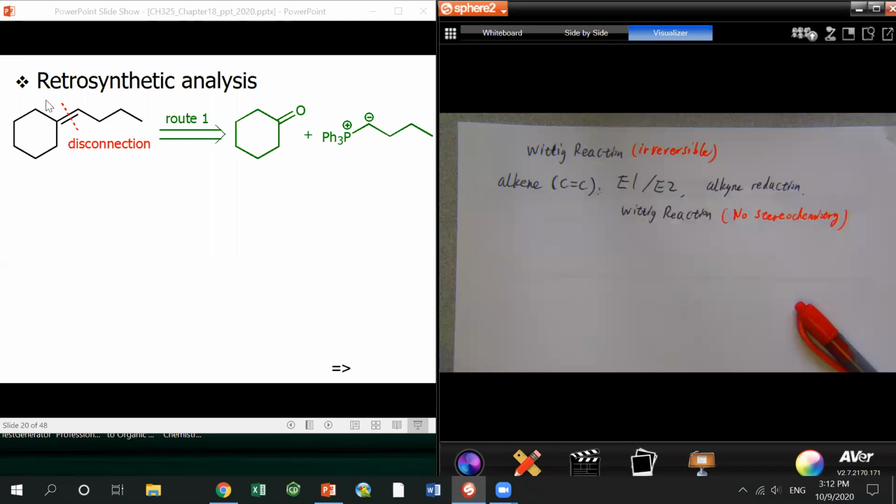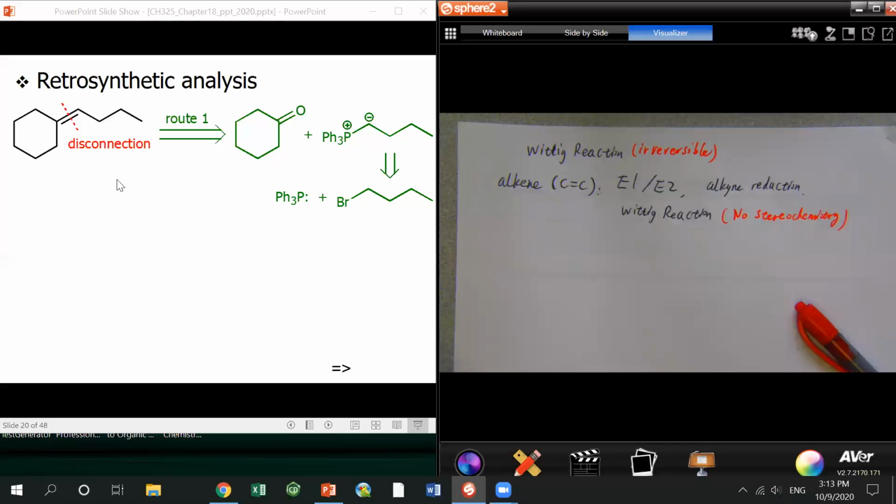First, the cyclohexene part is from the ketone or aldehyde, and the long carbon chain is from the ylide reagent. With the ylide reagent, you can make the C=C bond. The ylide reagent is normally not stable, so we have to make it from the alkyl halide. That's shown here. You mix triphenylphosphine with the alkyl halide, and then apply a strong base like butyllithium. That makes the ylide reagent, and then it condenses.